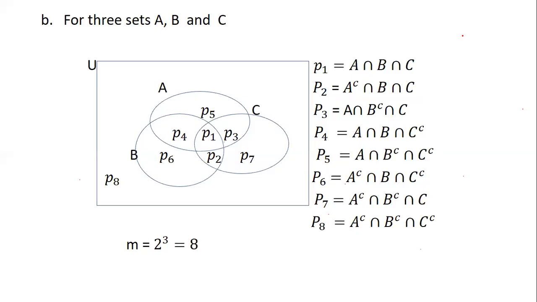Now assuming you have A, B, C. Let me start with P1. P1 will be what? A and B and C. So A intersection B intersection C. You get P1 as one of the products.